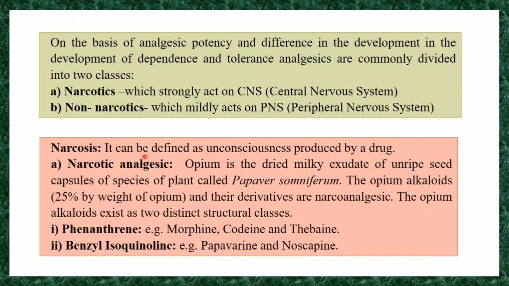Certain drugs, for example, morphine, heroin, cocaine, and certain barbiturates, are known to cause addiction. So we'll see in detail narcotic analgesics and narcosis. The first one is narcotic analgesic. So what is a narcotic analgesic?